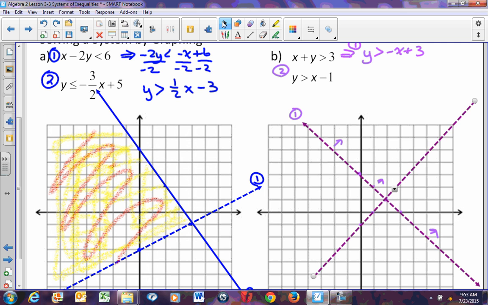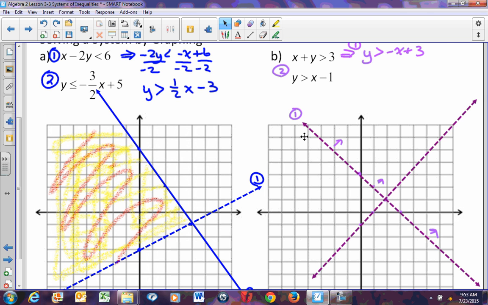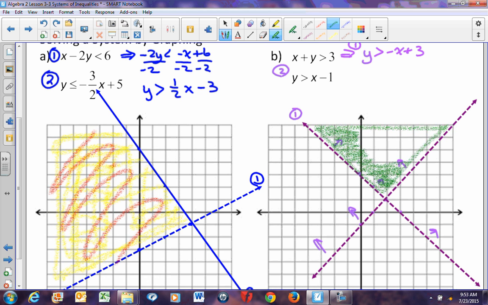There we go. And I'm going to shade that one as well. This one is greater than, so it would be going this way. So where do they overlap? They overlap here in the middle. So I'm going to shade right here where they overlap. Again, make sure you don't shade so close to your dash lines that we can't tell if they're dashed or solid.